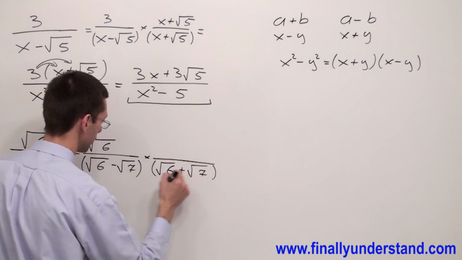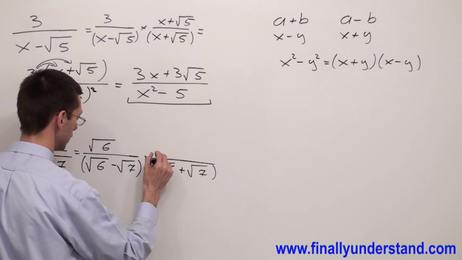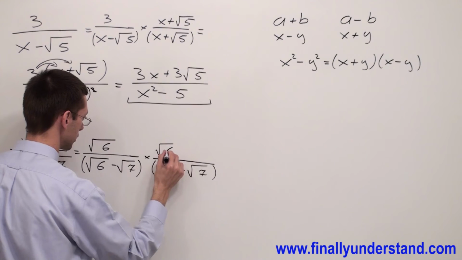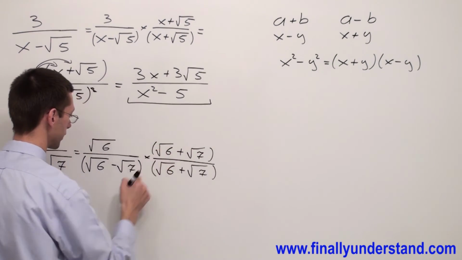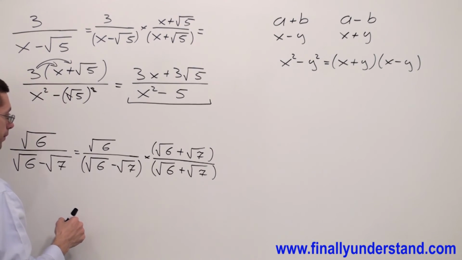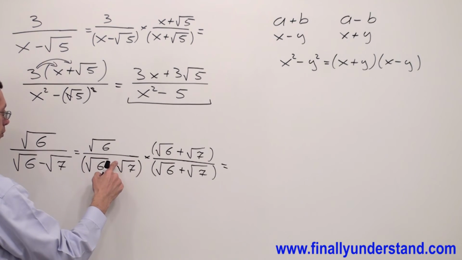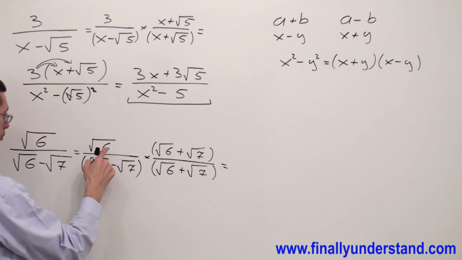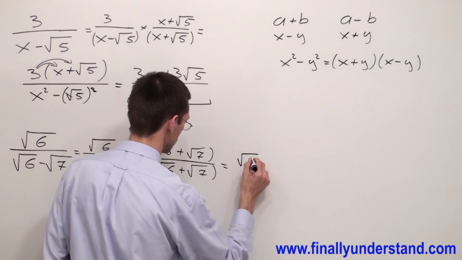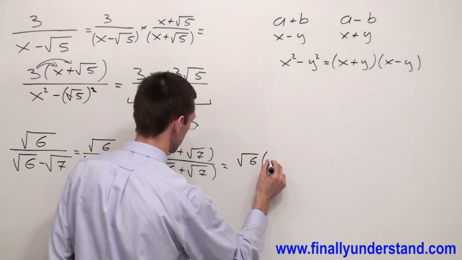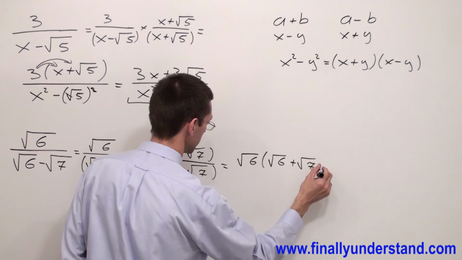Whatever I did for my denominator, I have to do also for the numerator. That's why I'm going to have square root of 6 plus square root of 7 in the numerator. Next, realize that we have fractions. Anytime we multiply fractions, we have to multiply numerator by numerator and denominator by denominator. So I'm going to have square root of 6 times square root of 6 plus square root of 7.